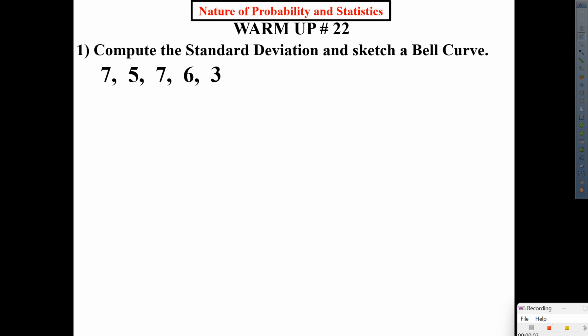Warm-up number 22 is on the screen. It shouldn't take you long if you already started on it. Today's going to be a challenging session, I'm just giving you a heads up. We did start last week. I did a soft intro to statistical studies. Today we're going to add more to that, so make sure you stay focused. I'll give you some time.